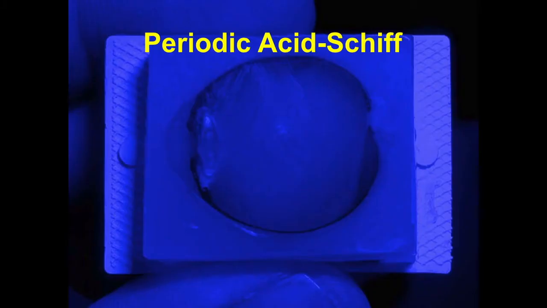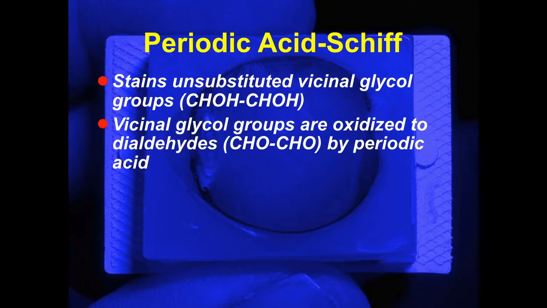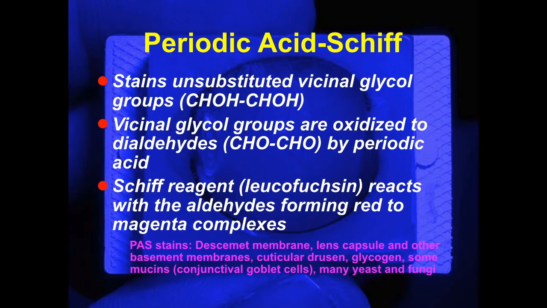Periodic acid-Schiff, or PAS, is another stain that's commonly used in ophthalmic pathology. PAS stains unsubstituted vicinal glycol groups. These are oxidized to dialdehydes by the periodic acid, and Schiff reagent, or leucofuchsin, reacts with the aldehydes to form red or magenta complexes. PAS is used to stain the eye's thick basement membranes like Descemet's membrane and the lens capsule. It is used to highlight other basement membranes, cuticular drusen, glycogen, some mucins like the contents of conjunctival goblet cells, and also stains many yeast and fungi.